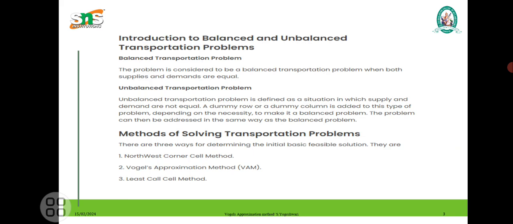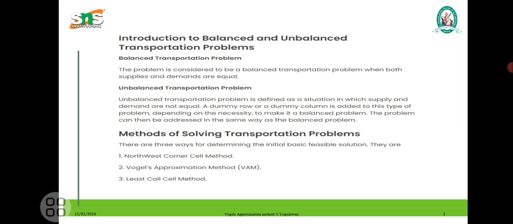Introduction to balanced and unbalanced transportation problems. A balanced transportation problem is when both supply and demand are equal. An unbalanced transportation problem is defined as a situation in which supply and demand are not equal. A dummy row or dummy column is added to this type of problem, depending on the necessity, to make it a balanced problem. The problem can then be addressed in the same way as the balanced problem.